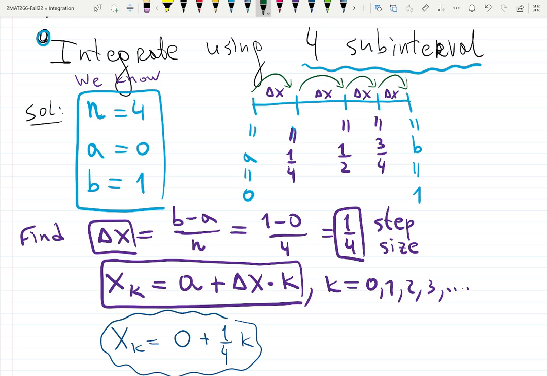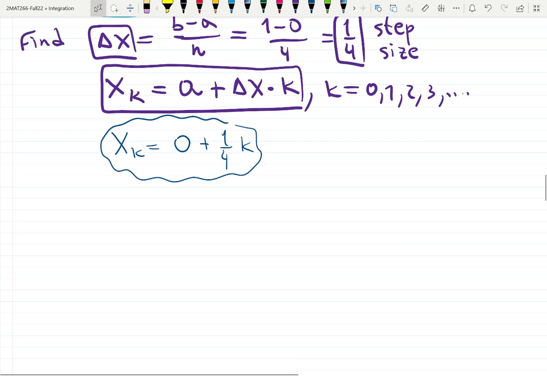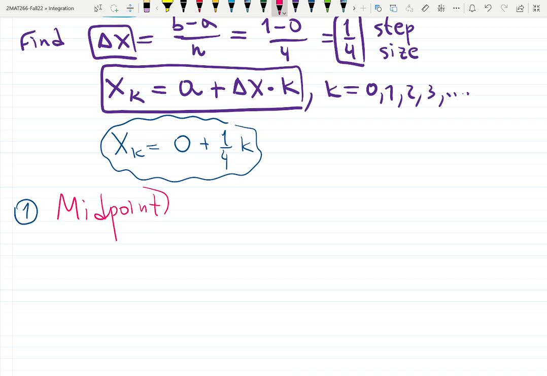And now we're going to do 3 methods. Method number 1. And that's what you should be able to do on a test, and of course, practice in your homework. The first method, let's do midpoint. This is the one we learn in Calculus 1. Surprisingly, it is actually pretty popular, the midpoint method.